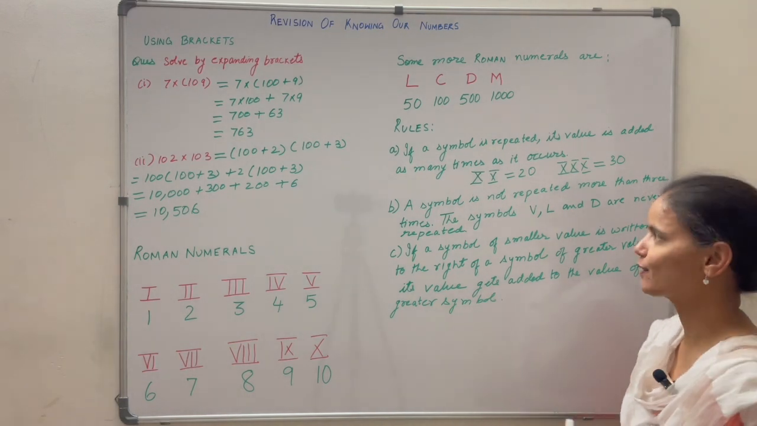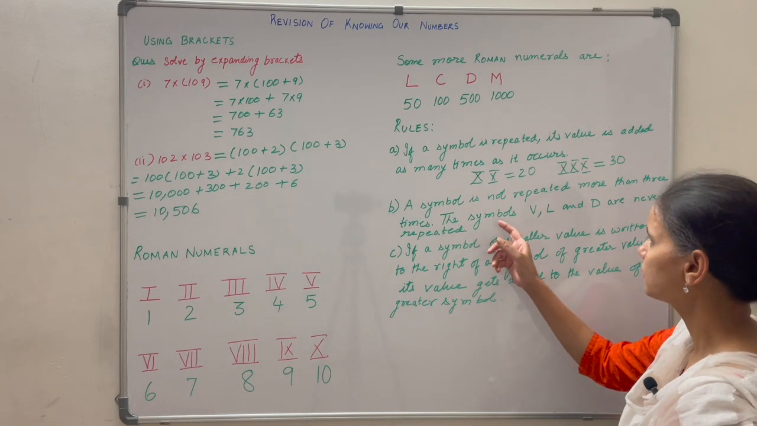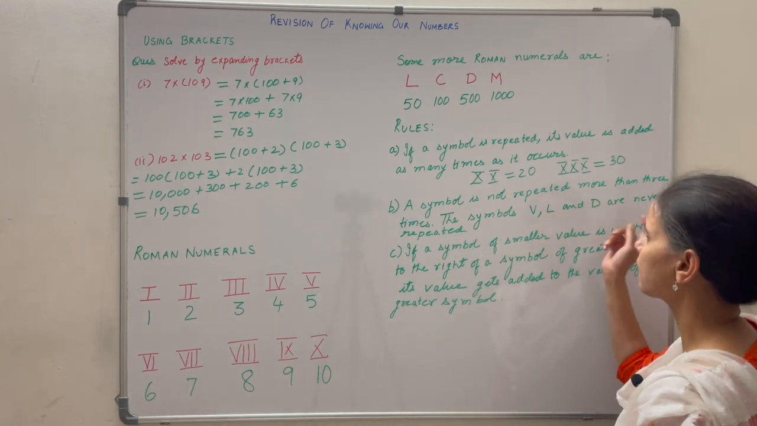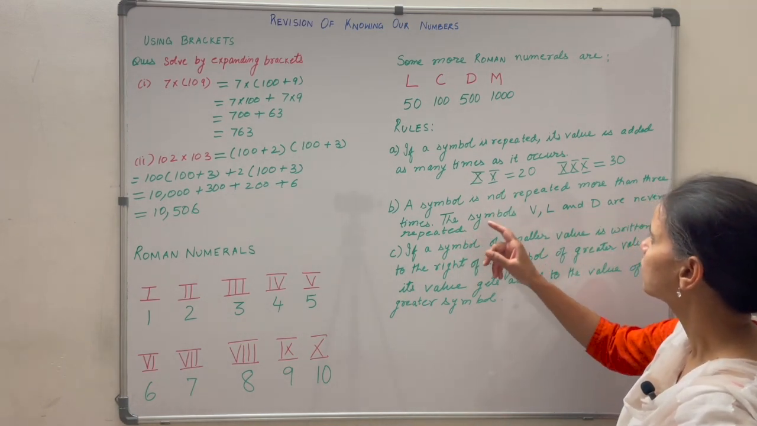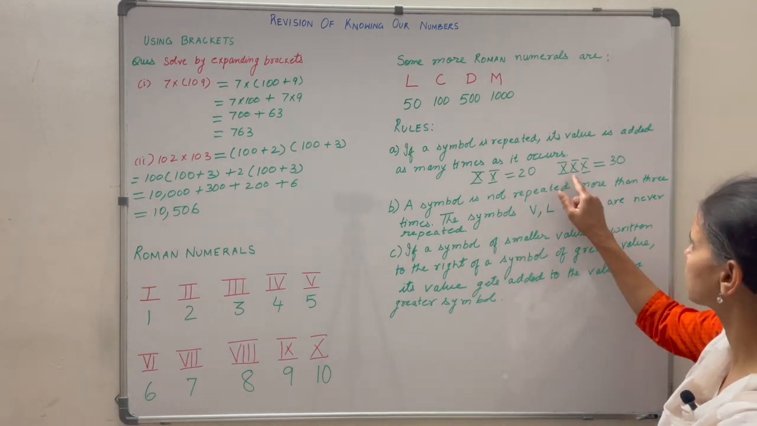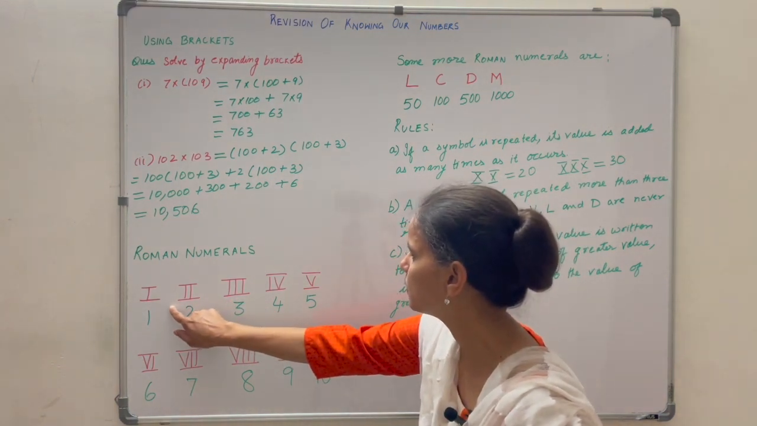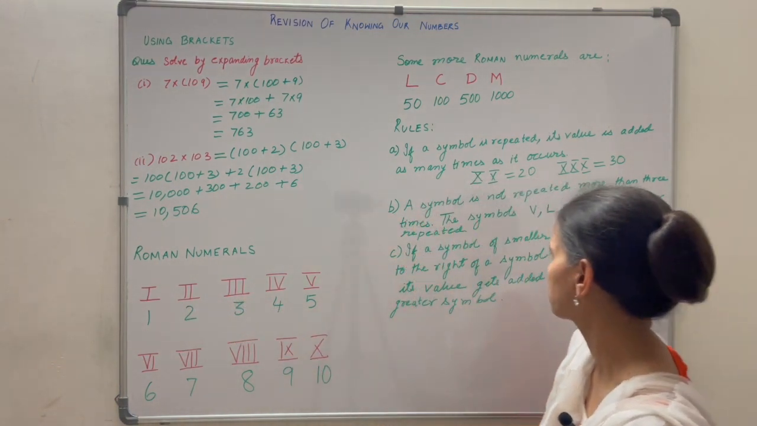Now let us take the next rule. A symbol is not repeated more than 3 times. The symbol V, L and D are never repeated. So you can repeat a symbol maximum 3 times as it is here. This is also repeated maximum. This symbol is repeated maximum 3 times.